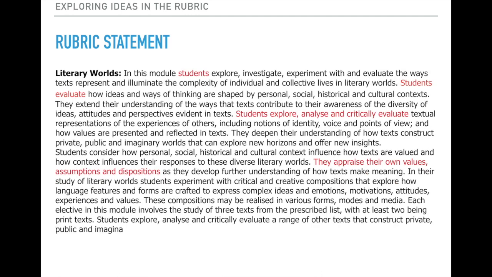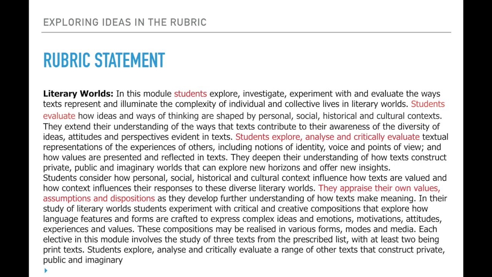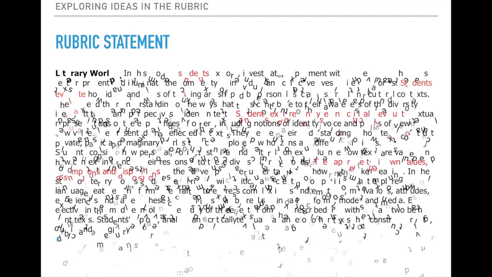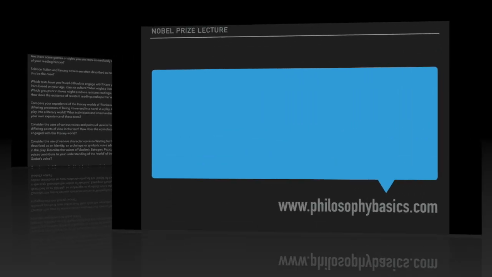In addition to this, students are instructed to consider how a text's context shapes the values it represents, while also reflecting on their own values, assumptions, and dispositions in the reading process. The rubric also notes a way in which texts contribute to readers' awareness of ideas, attitudes, and perspectives, while noting that texts can explore new horizons and offer new insights, suggesting that literary texts can both build on readers' expectations while providing departures from conventions that might reshape expectations and perceptions of the text that you are reading.